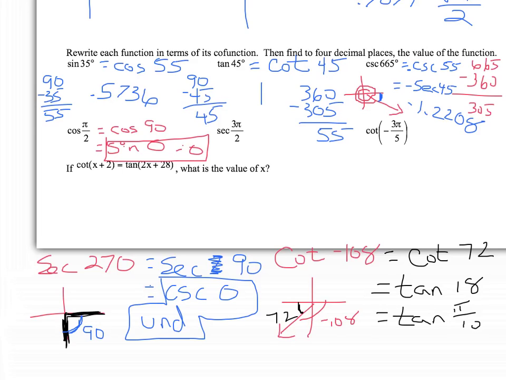No matter which of these I type in my calculator, I should always get the same value as long as I'm in the correct mode. 0.3249 for that.